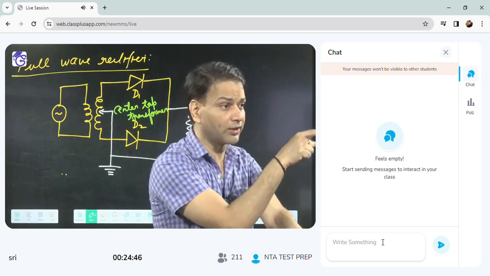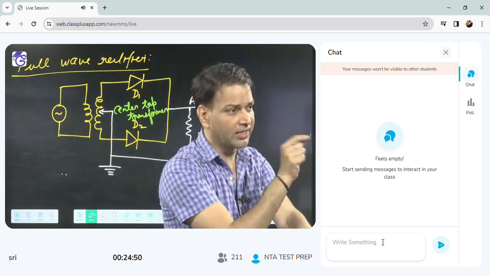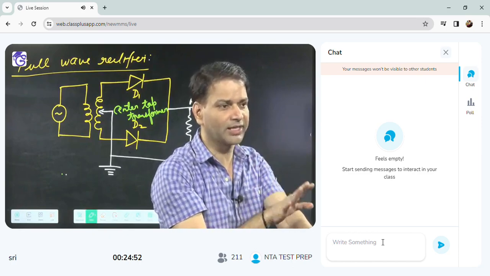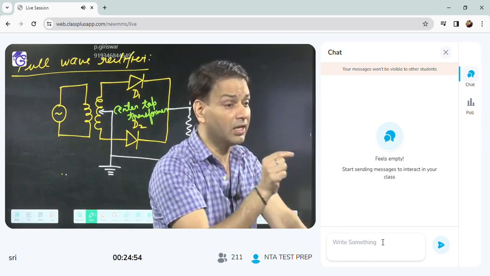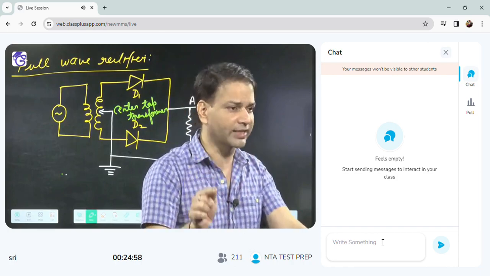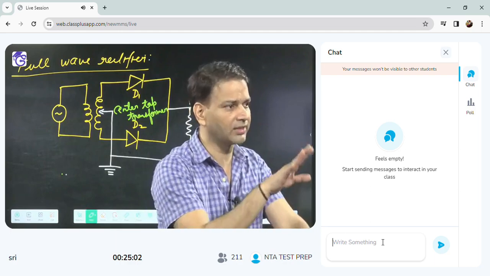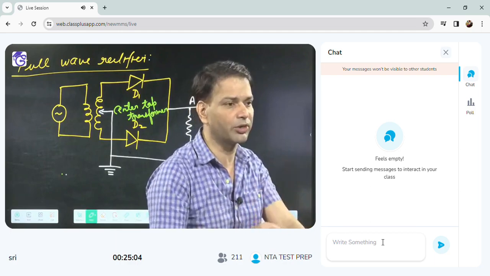We are putting one contact at the secondary coil, at the center. That's why it is called the center tap. Center tapping means we are putting one contact at the midpoint of the secondary coil, and that contact we are connecting with the earth. That is the earthing, so the potential of that point is 0.